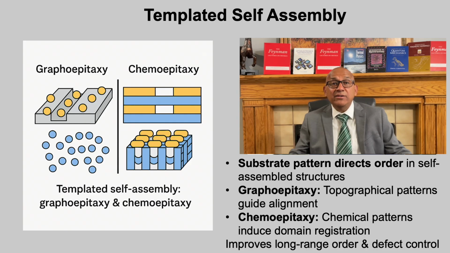In chemoepitaxy, chemical patterns like alternating hydrophobic and hydrophilic strips induce selective wetting of polymer blocks, leading to defect-free registration. Templated self-assembly combines the precision of lithography with the nanoscale resolution of bottom-up methods.